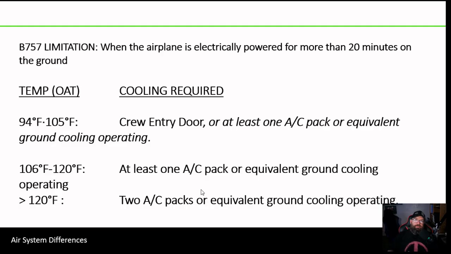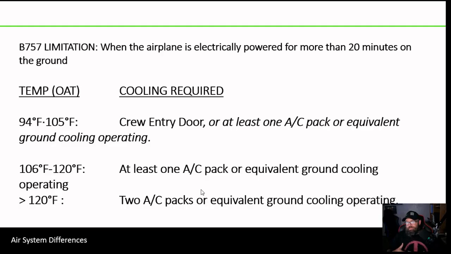Above 120, I'm going back to the hotel. That's just me. Yep, 120. Nope, I'm done. I'm calling fatigue. It's over.